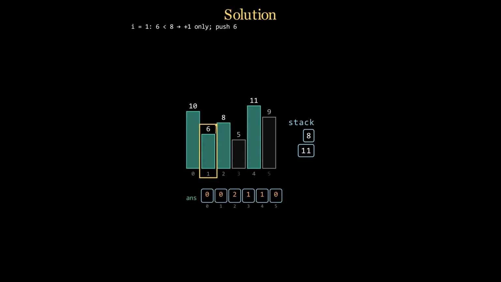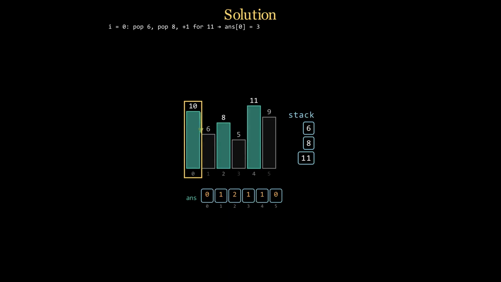Index 1 is 6. It does not pop 8, so take 1 for the stack top 8, then push 6. Index 0 is 10. Pop 6 and 8, 2 increments, then add 1 for 11, and push 10. The answer row reads 3, 1, 2, 1, 1, 0. Each index enters the stack once and leaves at most once, so the whole pass is linear time and linear stack space. That matches the counts we just filled in.